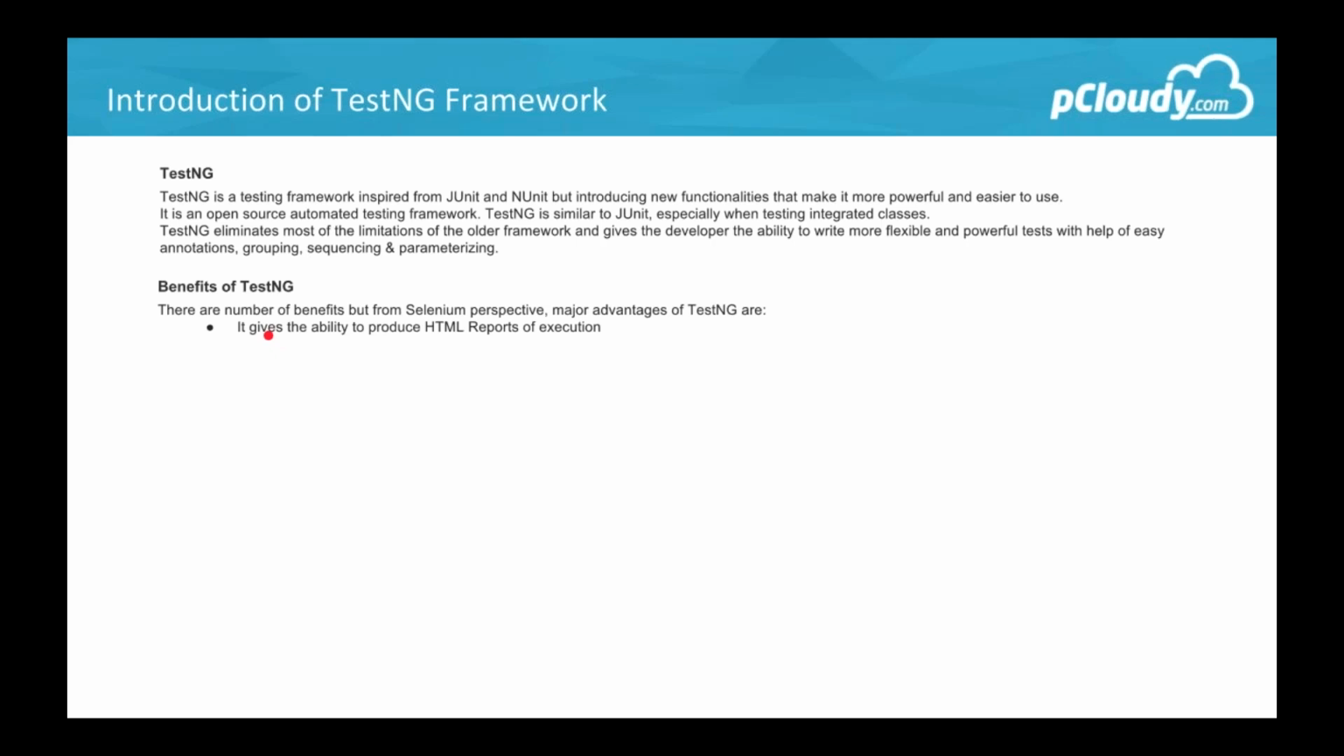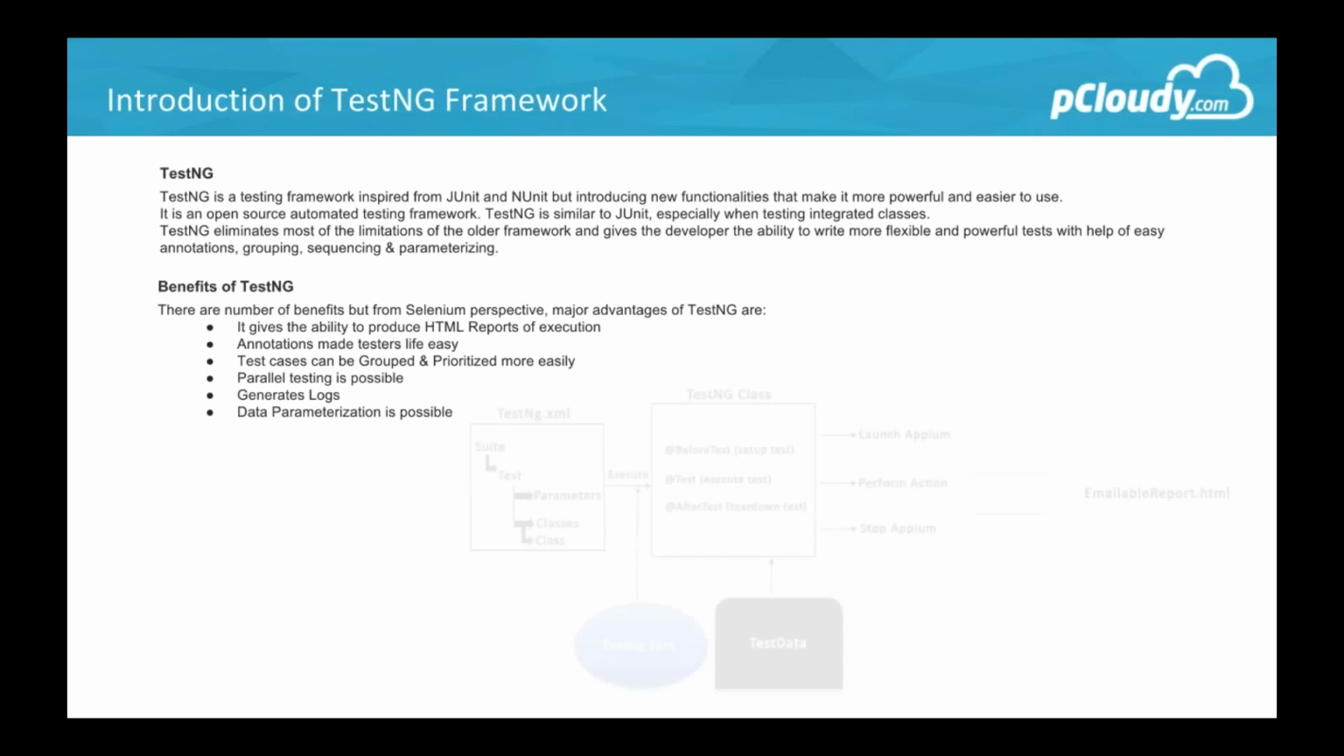So yeah, it gives the ability to produce HTML reports of execution. That was the initial ask of the product owner, and we had to develop it, but TestNG already gives this functionality. Annotations are there to make the tester's life easy, and the test cases can be grouped and prioritized. What grouping and prioritizing means, I'll explain in the next slides. Parallel testing is possible, it has the capability of generating logs, and data parameterization is possible, so you can derive your test cases as per the data.